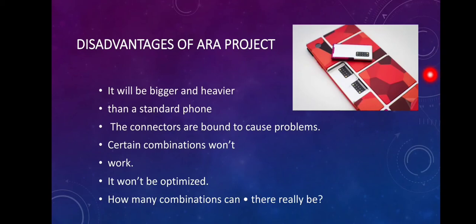Disadvantages of the ARA project: it will be bigger and heavier, because it has a big circuit board which has to contain all the modes, and all modes are assembled onto that circuit board, making it heavier than a standard phone. Their connectors are bound to cause problems. Those modes are connected to the circuit board, and sometimes the connectors are bound to cause problems, latency issues, and processing issues.